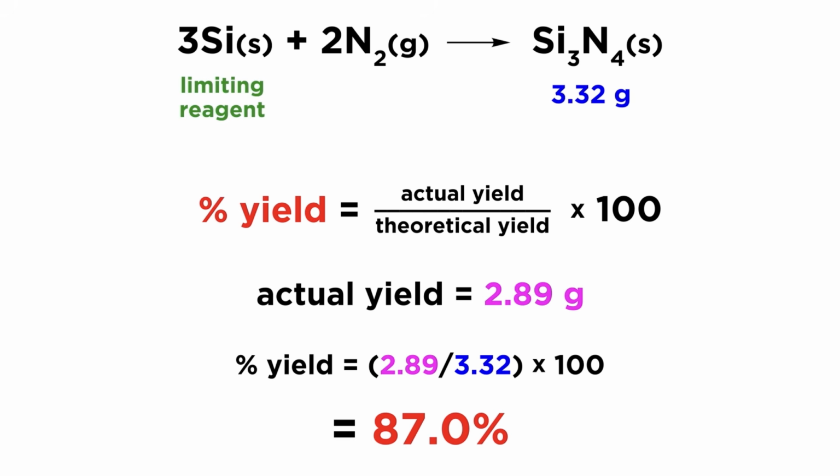What we actually get is called the actual yield, and we can use the actual yield to calculate the percent yield, which is the percentage of the theoretical yield that the actual yield represents. To get this, we simply divide the actual yield by the theoretical yield and multiply by 100. This is a useful way to quantify the efficiency of a chemical reaction.